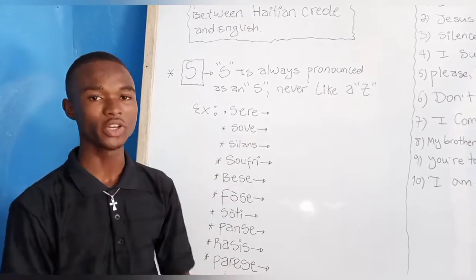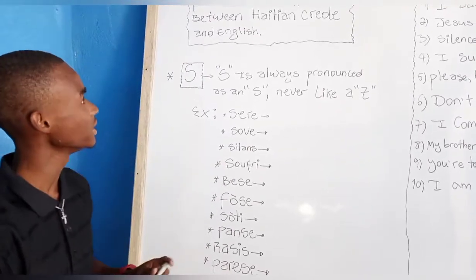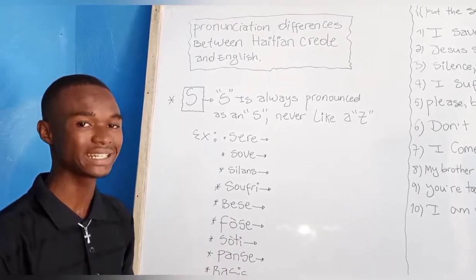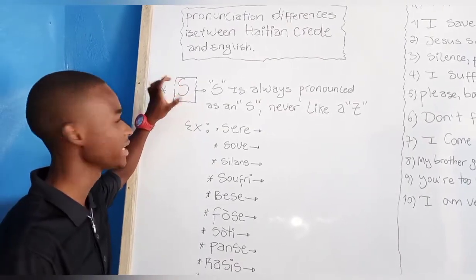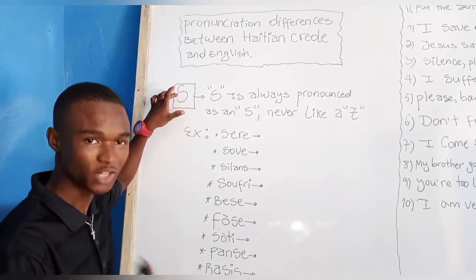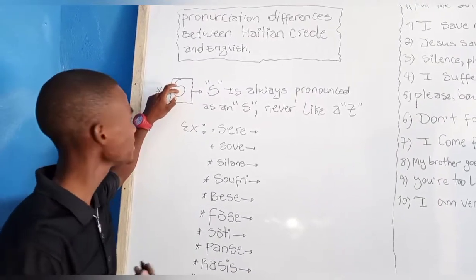So we are going to continue with our previous lesson. We will talk about today the same thing, pronunciation differences between Haitian Creole and English. We will be looking at the letter S today. Everybody knows that S is S. This is S in English, and in Creole, it remains S. We have this letter here, which is S.